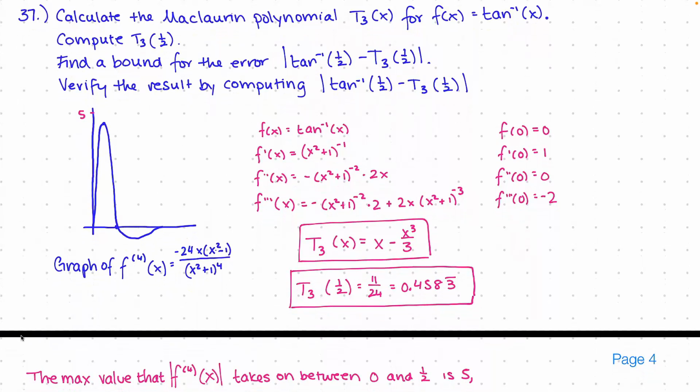Oh, this one. All right, we're going to calculate the Maclaurin polynomial for tan inverse, find a bound for the error, and verify the result. Okay, so let me ask, because we kind of have three parts. As far as T3 of 1/2, any questions about that? I'm guessing the questions were about the error bound.